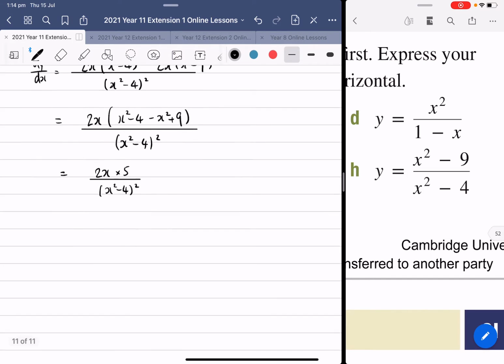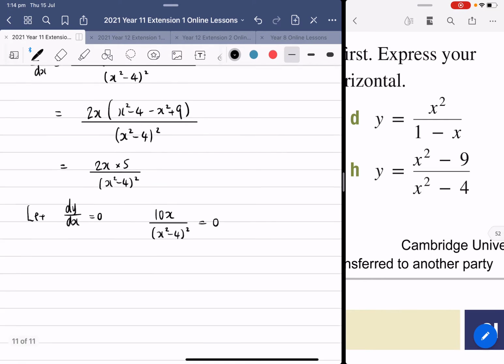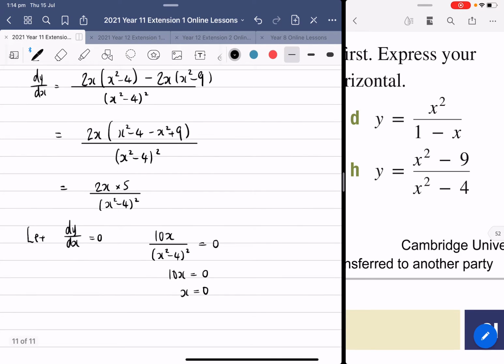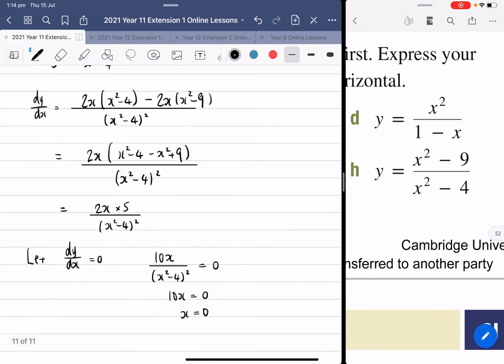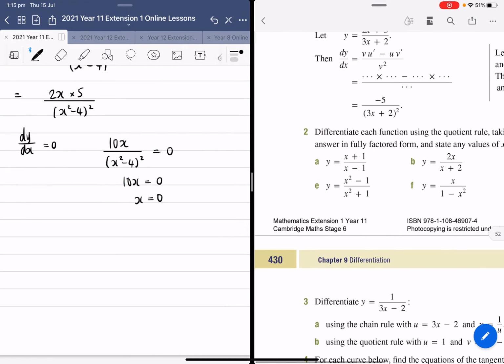All right, so once we finish this, the next question asks you to find any x values where the tangent is horizontal. So if we just let dy over dx equal to 0, where the tangent is horizontal, that gives us 10x over x squared minus 4 all squared equals 0. Okay, all right, so that means we have 10x is equal to 0, x is equal to 0. So when x is equal to 0, there is a horizontal tangent at that point. Okay, so that's how we do question 2H. Pretty easy. This is the very beginning sort of question here, so shouldn't have any problem.